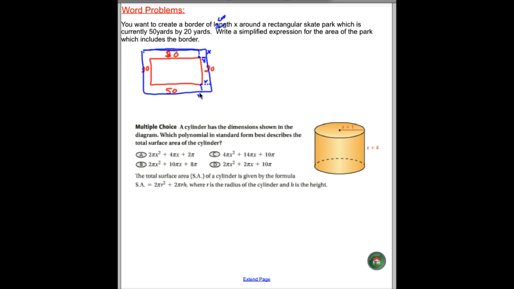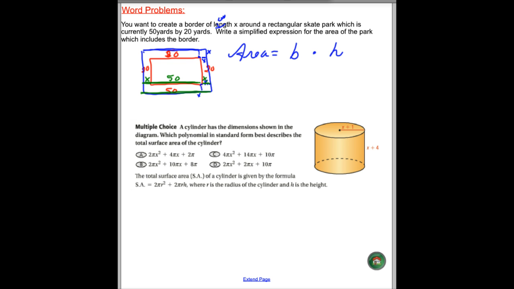And it says write a simplified expression for the area of the park. Well, again, area of a rectangle should be locked in your brain. We do base times height. All right, so let's talk about how long this new green base is, because it used to be 50, but I went out x and another x over here. So I took a length of 50 and I tacked on x and another x. That's not 50x squared or anything weird.